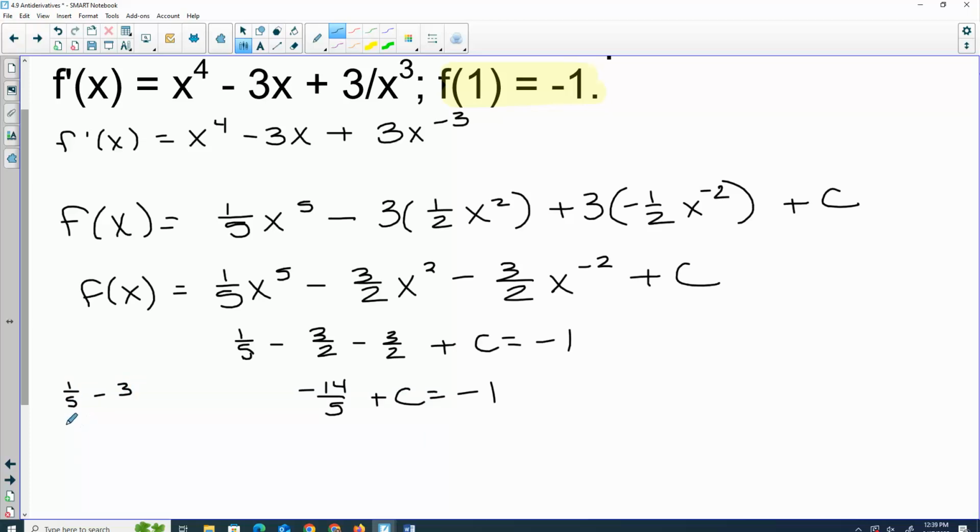Yeah, no, Miss Eccles is right. Okay. Because if you add it over, it's negative 5 over 5 plus 14 over 5. So c is 9/5. Oh, yeah. So our actual function.